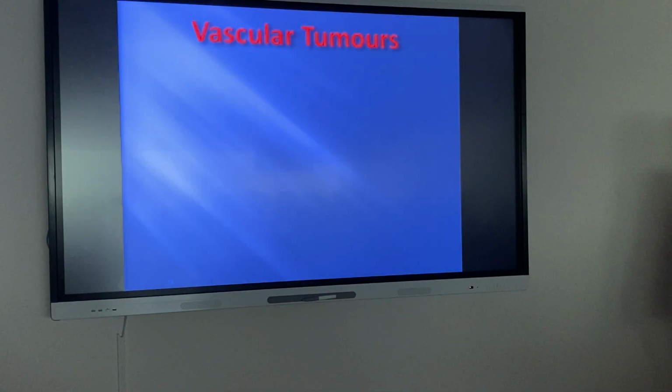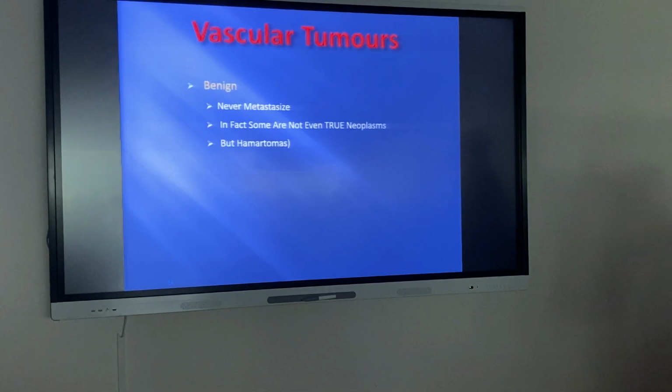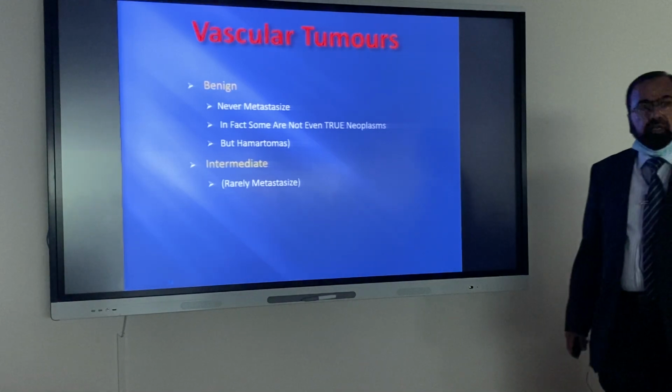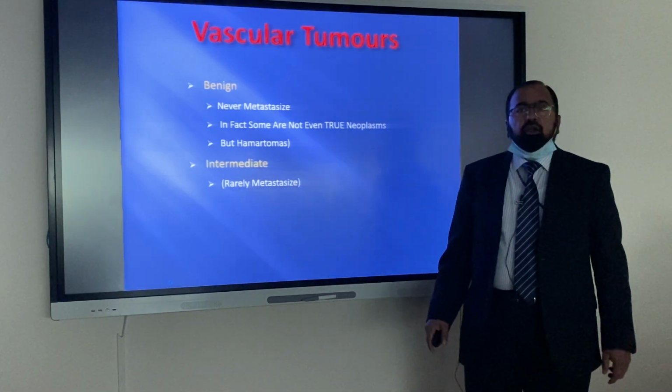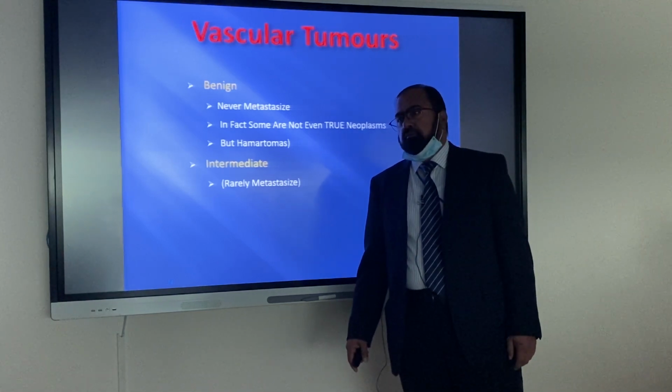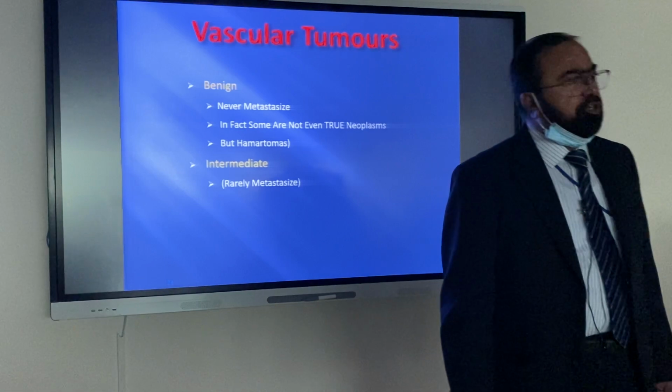Okay. Now we are coming to vascular tumors. Vascular tumors can be benign. If they are benign, they can never metastasize, remember. In fact, they are not even true neoplasms, but hamartomas. Vascular tumors could be benign, intermediate, and malignant. Intermediate ones rarely metastasize. Usually we put Kaposi sarcoma here as an intermediate one, or hemangioendothelioma.